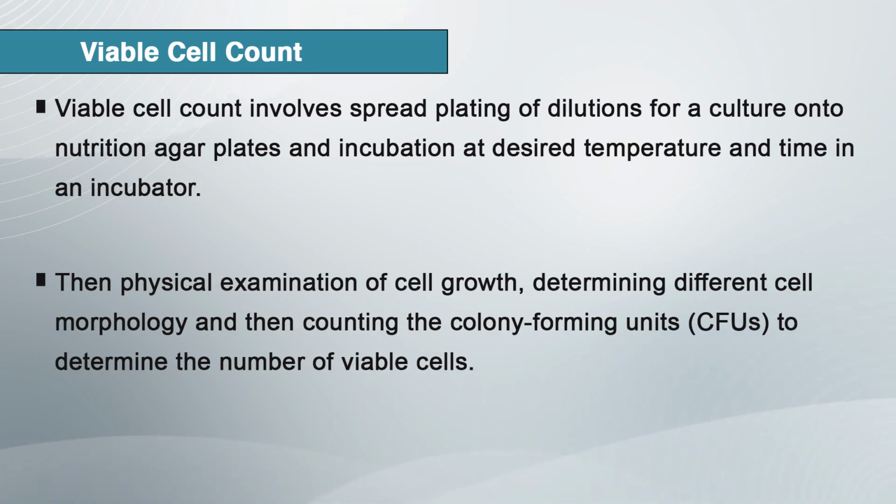We go for physical examination of the cell growth. We determine different cell morphology. That cell morphology can include the cell shape, the margins, the color, whatever you can see visually, and then count the colony forming units to determine the number of viable cells.